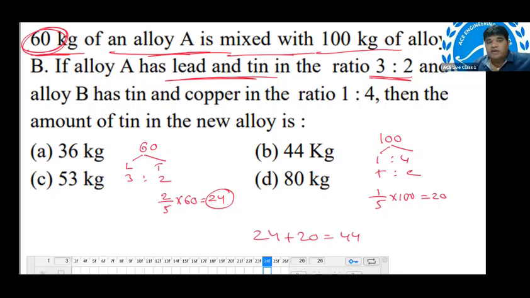Saif, right answer. 44, right answer. 810 is also a right answer. Here B is also a right answer. Nice, Saif. D is also 4. I gave 4 questions, so all 4 you have solved. Nice.